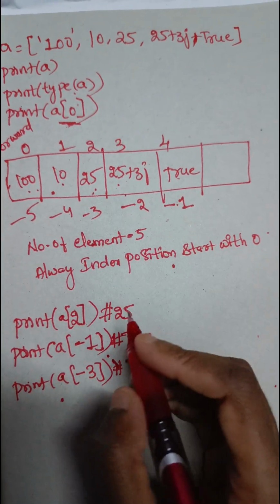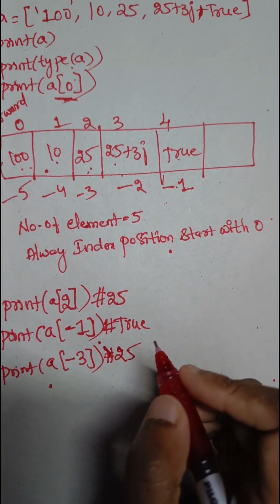C minus 3, minus 1, minus 2, minus 3. So 25 is the answer. So regarding this complex only, I wanted to explain something in detail.